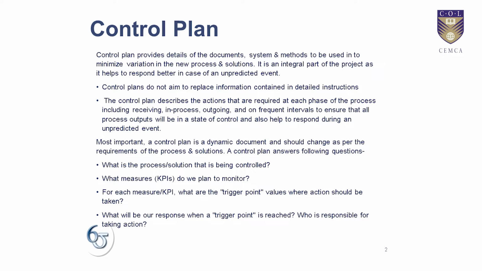For each KPI or measure, what are the trigger points where action should be taken? Trigger points are the key areas where we can expect a problem or failure mode, where the process is most vulnerable, or where manual work is going to happen. All these areas require an action strategy where you need to measure and track more carefully. And what action should be taken when a trigger point is reached?